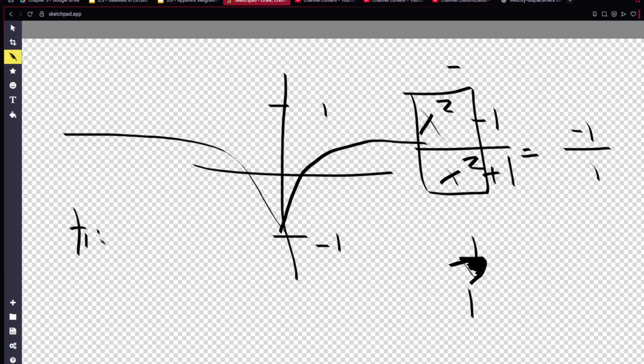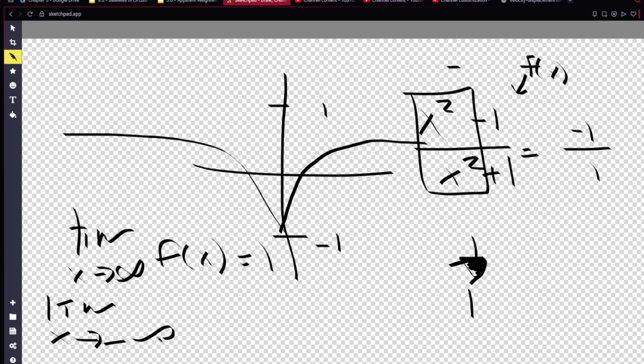The limit as x approaches, and we'll say this function is f of x, the limit as x approaches infinity of f of x is what value? It will be 1. And the limit as x approaches negative infinity would be 1 as well. Note that for limits involving infinity, you don't need to know the left and right side. There's only one value you need to know, and that's as x gets arbitrarily large.